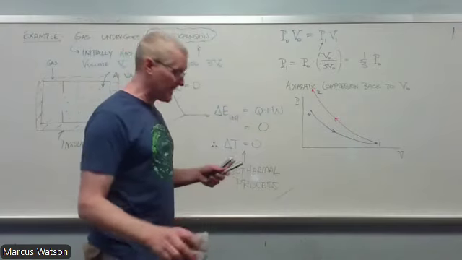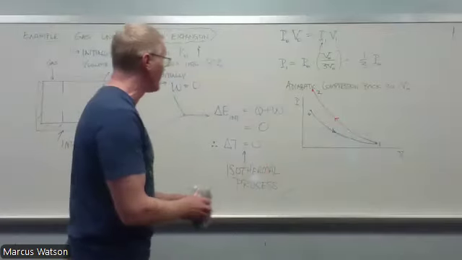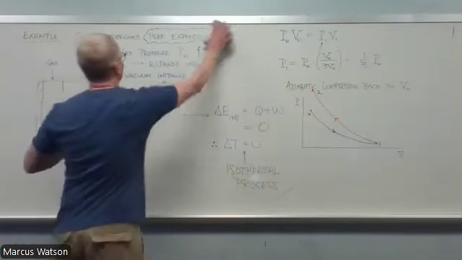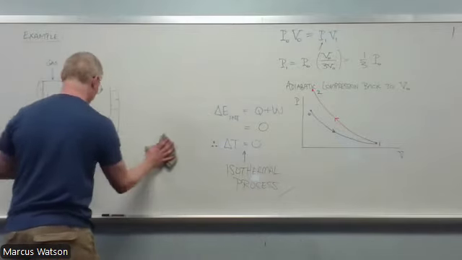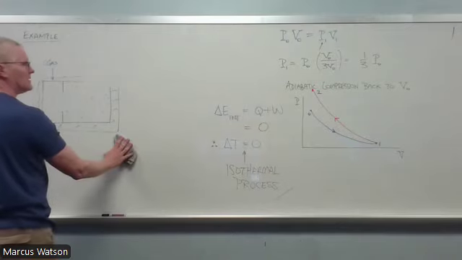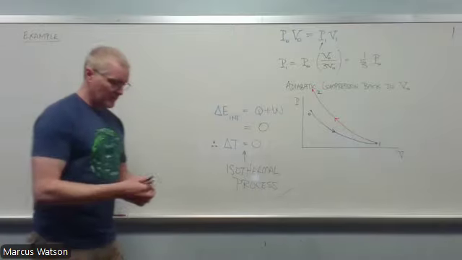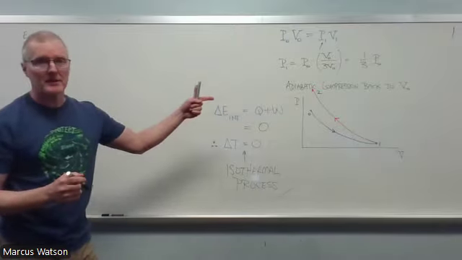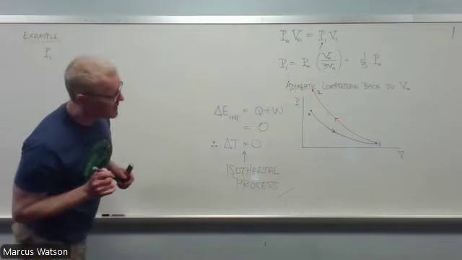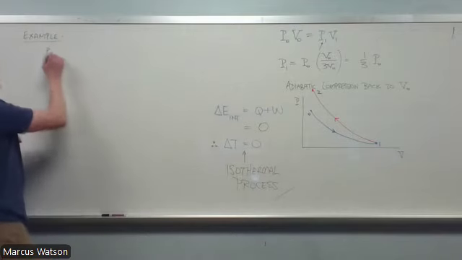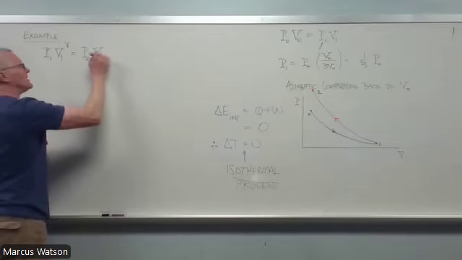So let's take a look at this. Since we know it's adiabatic, I know I can use PV to the gamma. Now I'm going to take a look at the adiabatic process, and I'm going to look at P1 to P2. P1 V1 to the gamma equals P2 V2 to the gamma.